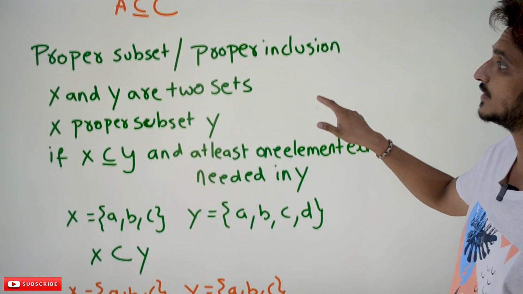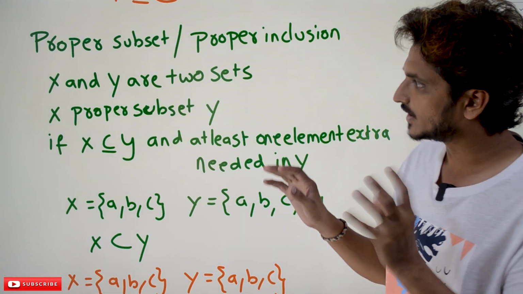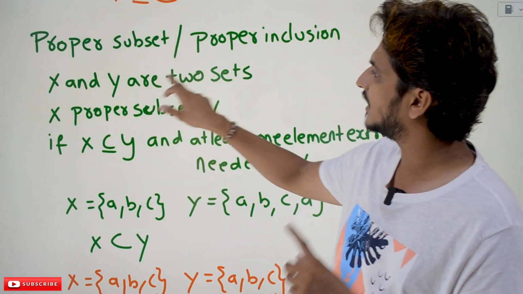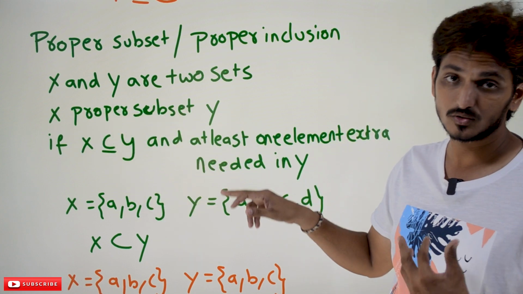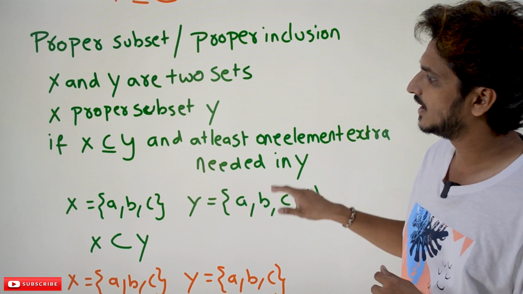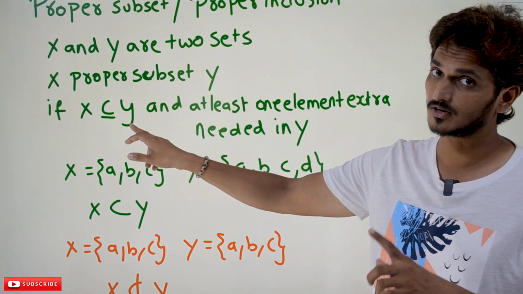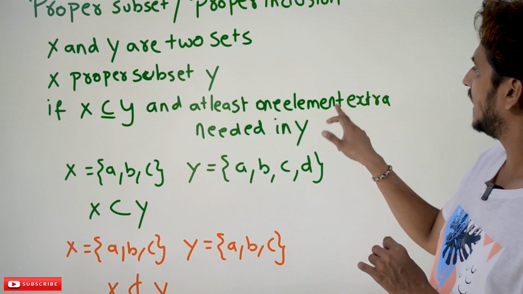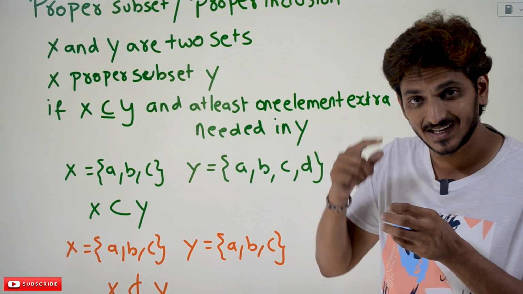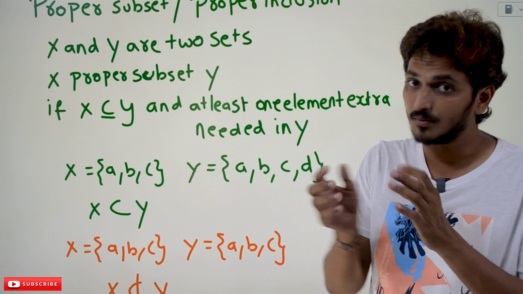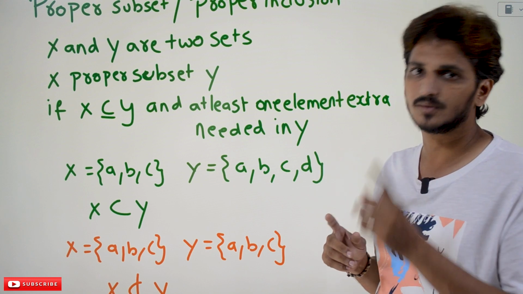Now coming to the proper subset, or proper inclusion. You need to understand it properly. X and Y are two sets, you take any two sets. When are we going to say that X is a proper subset of Y? X should be a subset of Y, and at least one extra element is needed in Y. In Y, there should be at least one extra element compared to the elements present in X. Then only we say that X is a proper subset of Y.